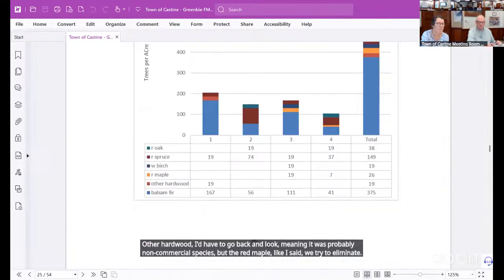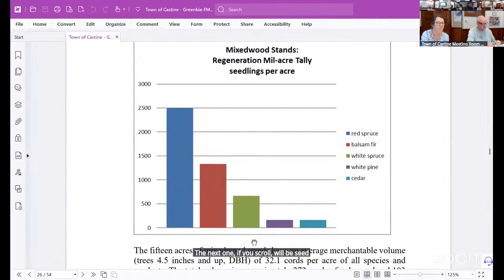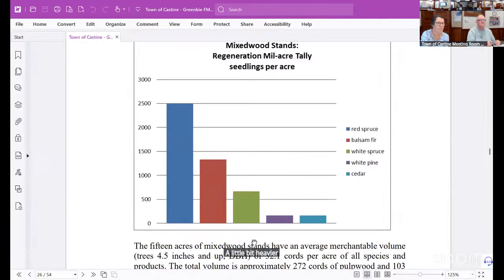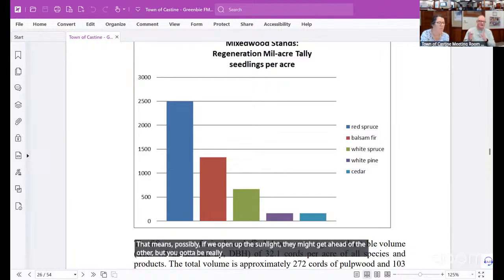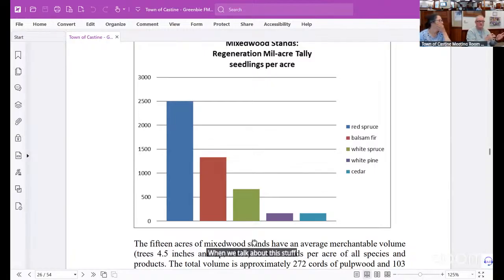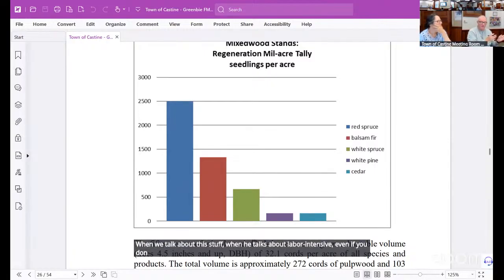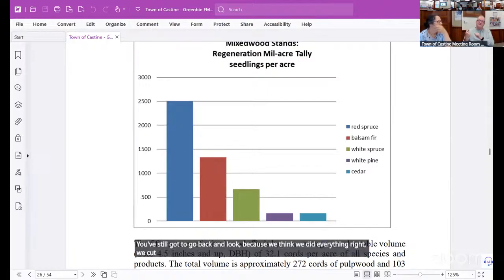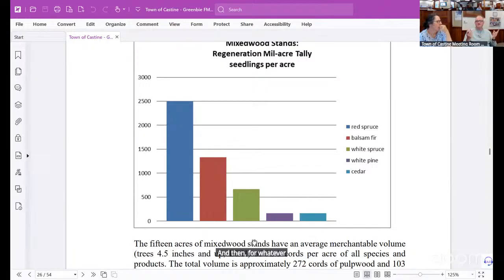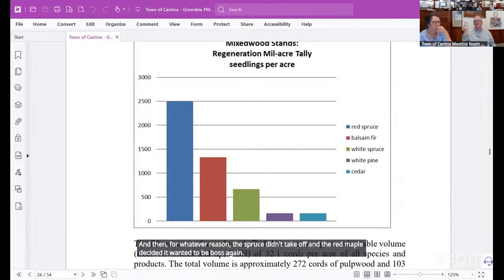The next one, if you scroll, will be seedlings, which is a little bit heavier to red spruce and the mixed wood, which is nice. That means possibly if we open up the sunlight, they might get ahead of the other, but you gotta be really cautious. When he talks about labor intensive, even if you don't do something like Bangor Forest, and we wanna do it right, you still gotta go back and look, because we think we did everything right, we cut at the right time. And then for whatever reason, the spruce didn't take off and the red maple decided it wanted to be boss again, and then it filled back in.